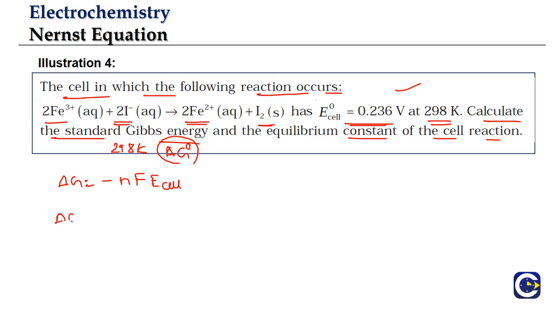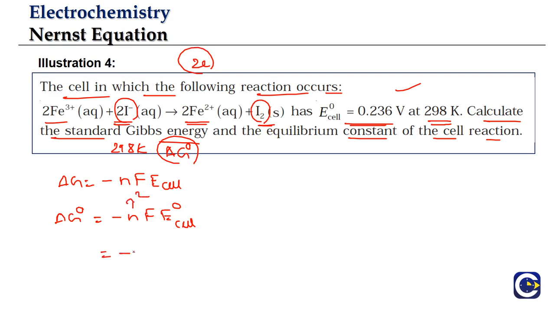If you talk about del G0, it will be equal to minus nFE0 cell. For this particular cell reaction, the number of electrons exchanged: we can see 2 ions are becoming I2, which means 2 electrons are exchanged. So the n value will be 2.